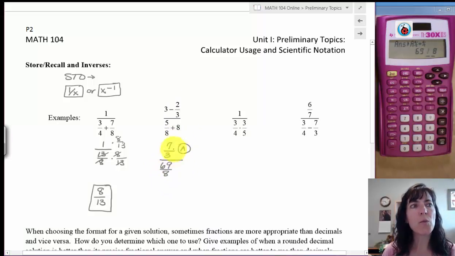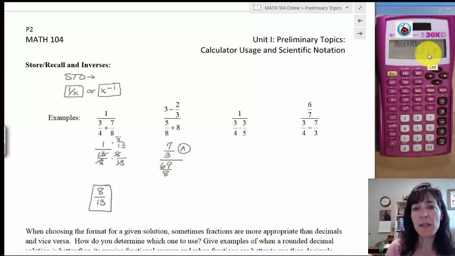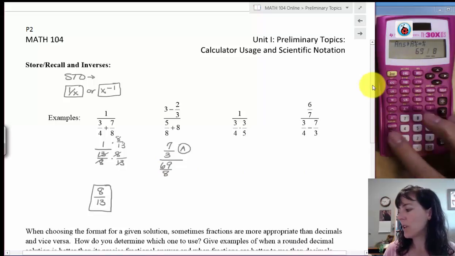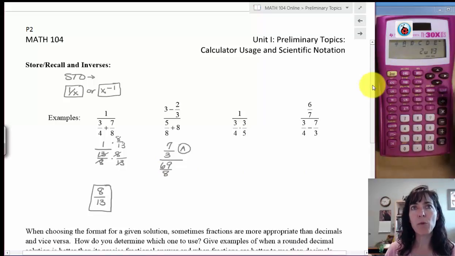And really what I want to do now is take this value in the numerator, the 7/3, and divide it by the value in the denominator, the 69/8. The 69/8 is sitting here. I can store it if I want to. Sometimes that makes people feel better. I'll store it in B.